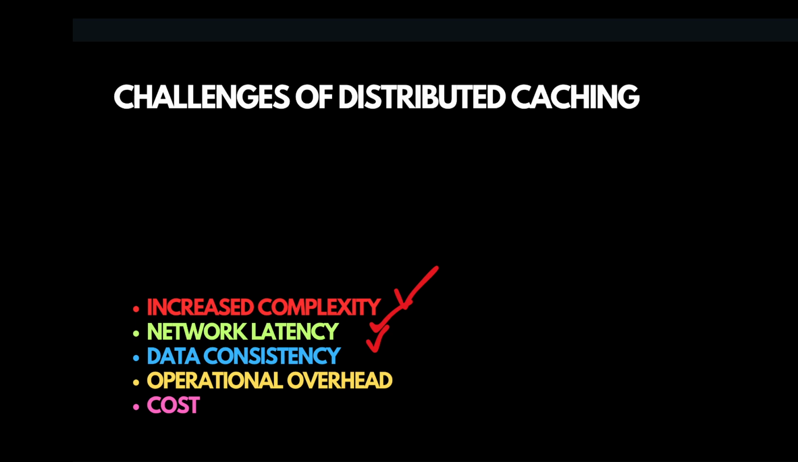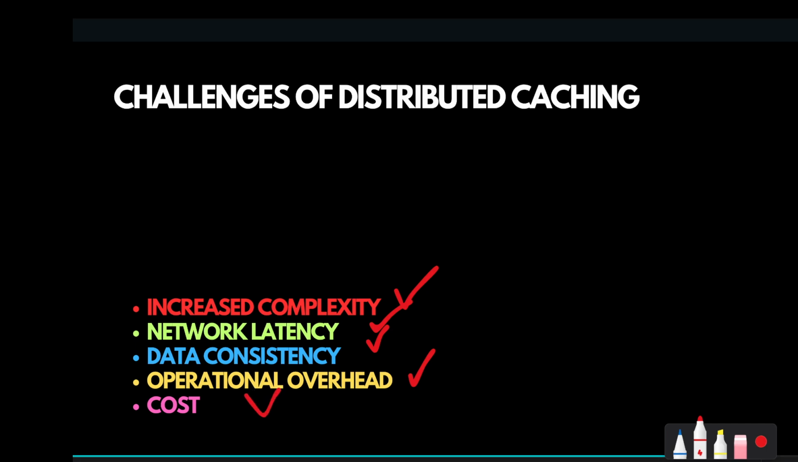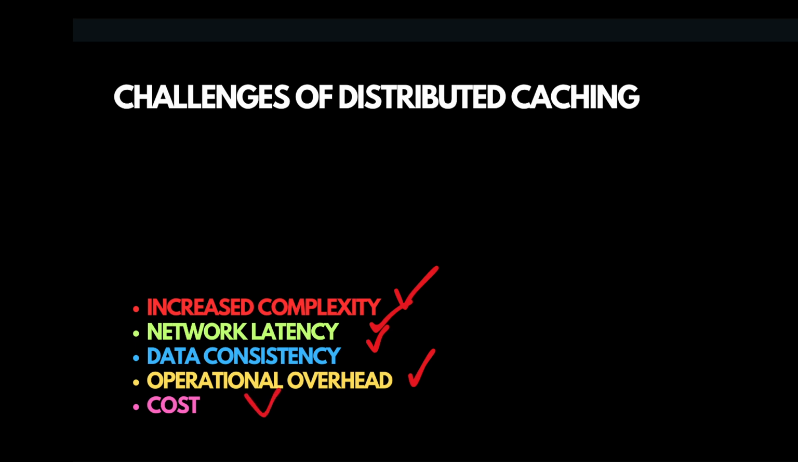Number four, operational overhead. Monitoring, patching, scaling, and troubleshooting a distributed cache require dedicated operations and expertise. Lastly, cost. Running a cluster of cache servers naturally incurs higher infrastructure costs compared to a single server.